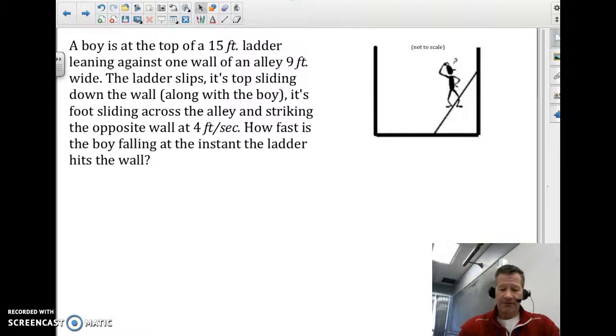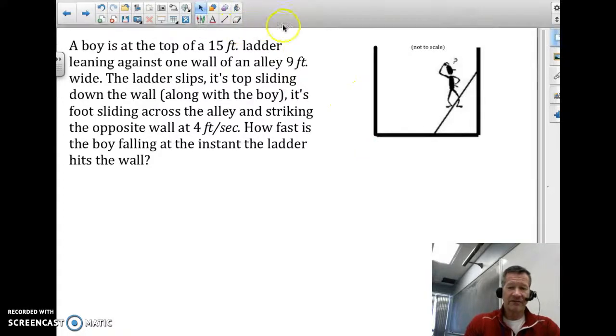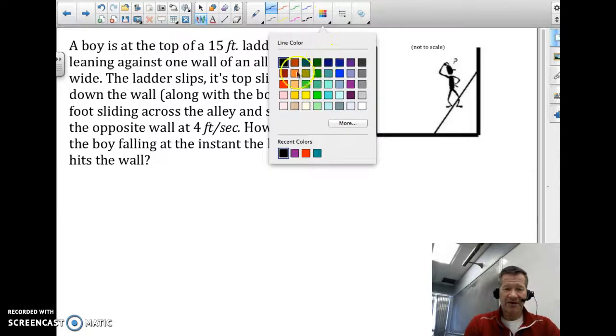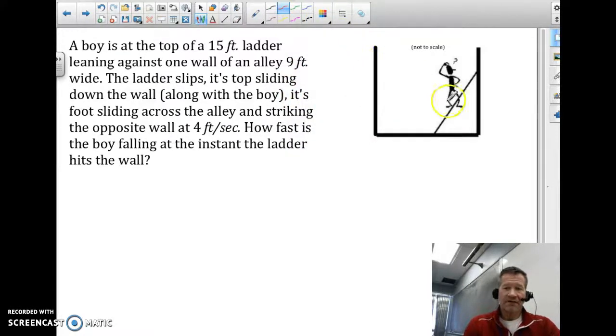Okay, so here's a little picture, not to scale, of this boy on a ladder. Not really at the top, but near the top. And the ladder is 15 feet. Now this ladder is not changing. It's always going to be 15 feet, so I don't have to use a variable for the ladder. I can call it 15.